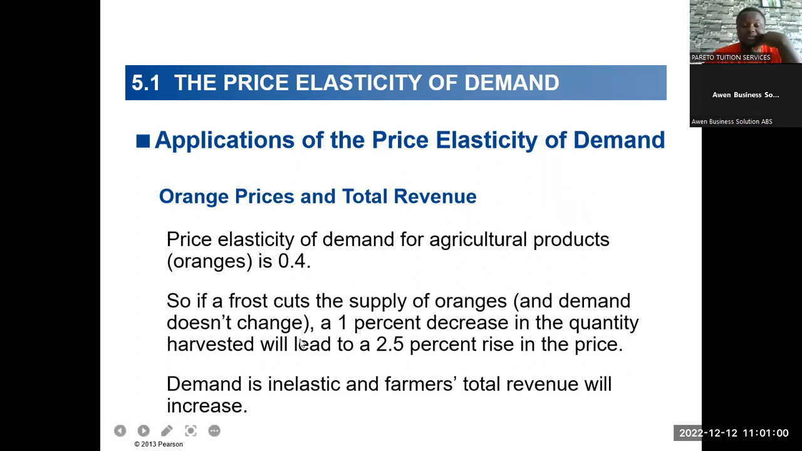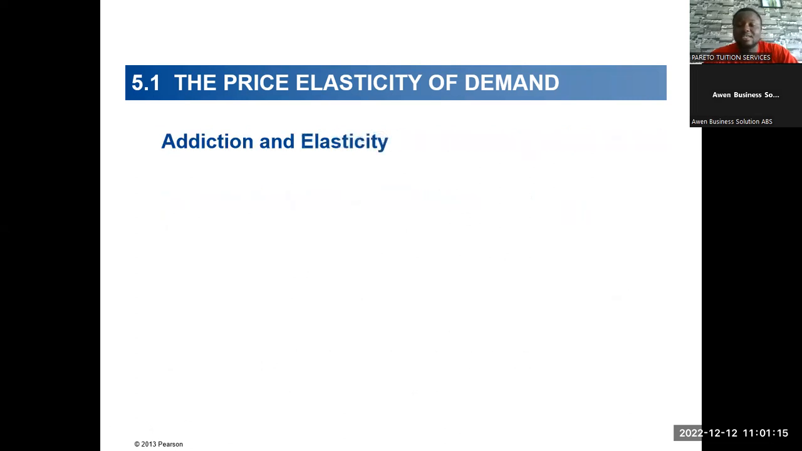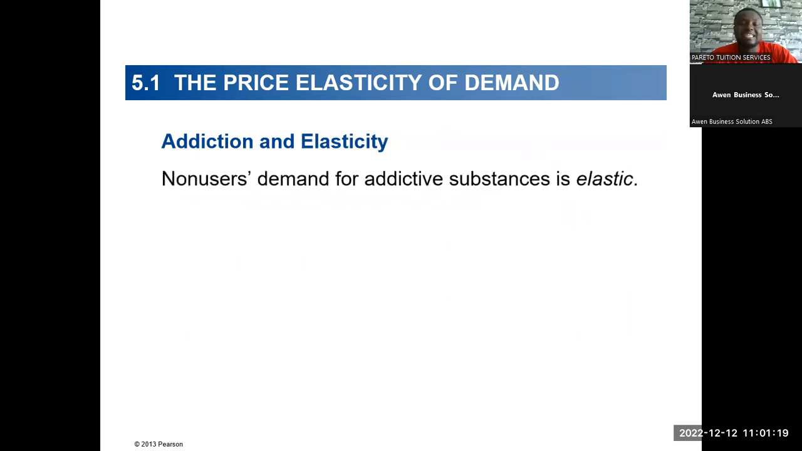So demand for the farm produce will be what? Inelastic, since the value is 0.4. So if there's an increase in price by 2.5%, your total revenue will increase. People will still buy oranges. It doesn't matter the increase in price. And then addiction and elasticity.